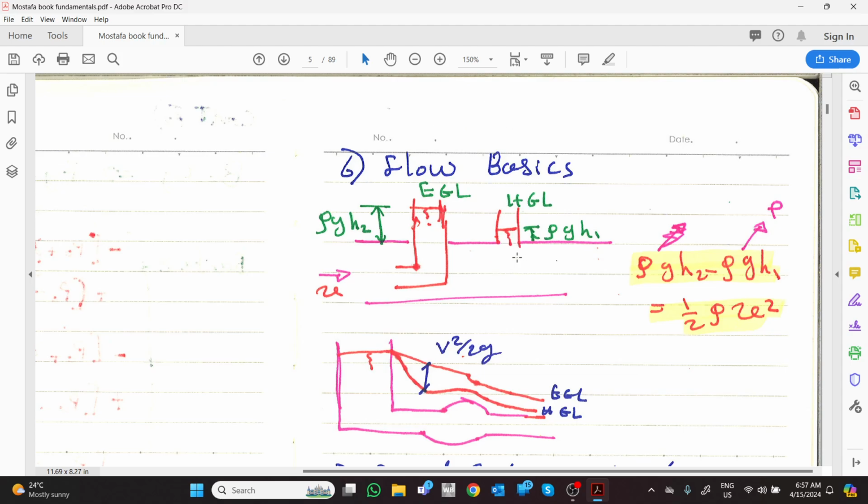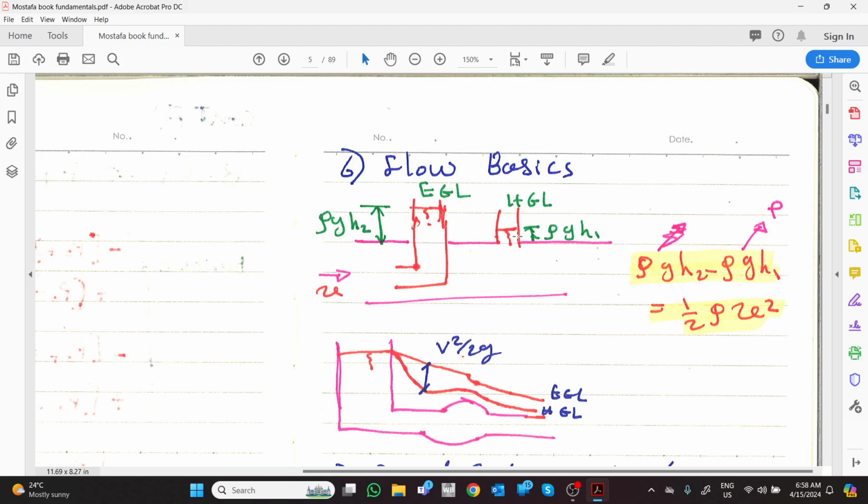We know that at any point, from Bernoulli, the total is pressure plus kinetic plus potential. Forget the potential if we are in a straight pipe, because it does not change from here to here, whether inclined or whatever. So we assume there's no change in potential. So it is pressure plus kinetic.